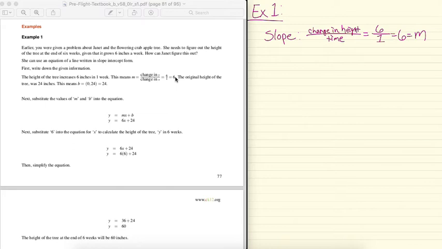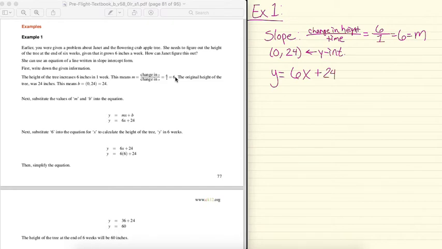From there, it says the original height of the tree was 24 inches. Well, that means at a time of 0, we were at a height of 24 inches. So this is giving us our y-intercept. So we can get this equation of y equals 6x plus 24.